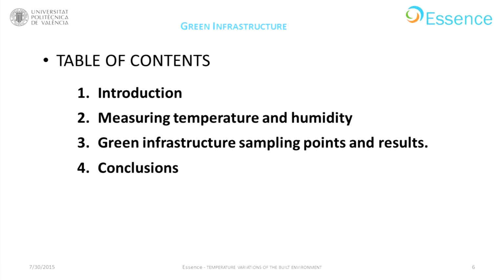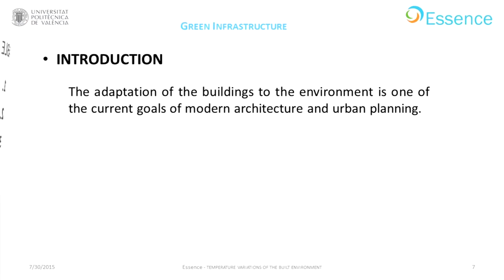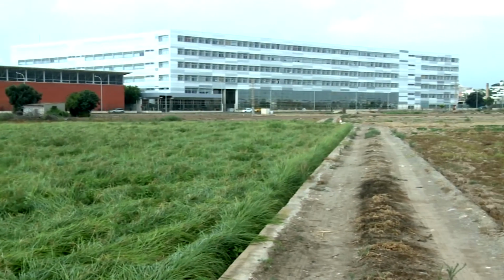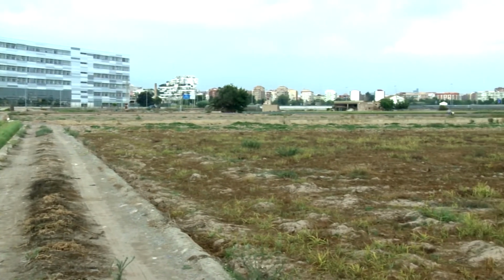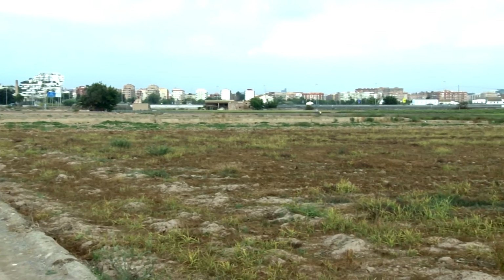The table of contents summarizes the parts of this video. In a changing climate, the functionality provided by urban green space becomes increasingly important. The adaptation of the buildings to the environment is one of the current goals of modern architecture and urban planning.